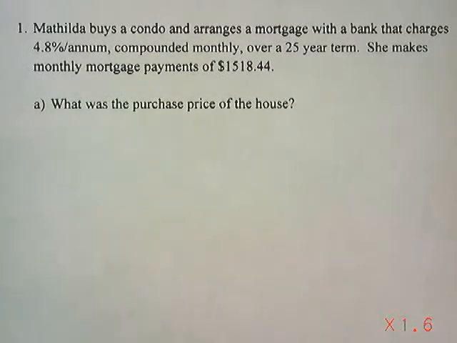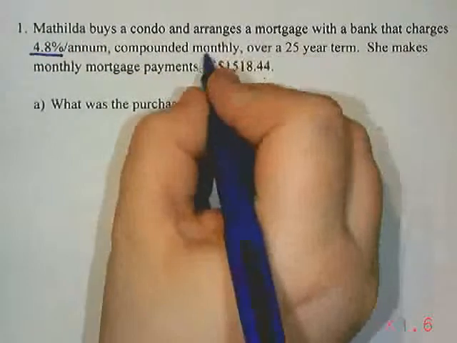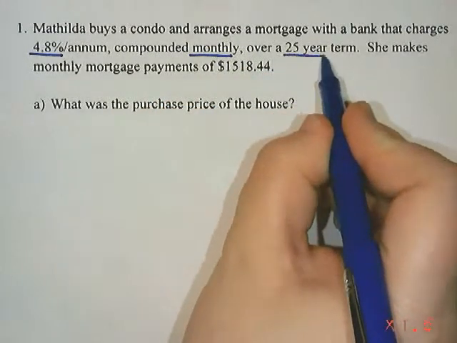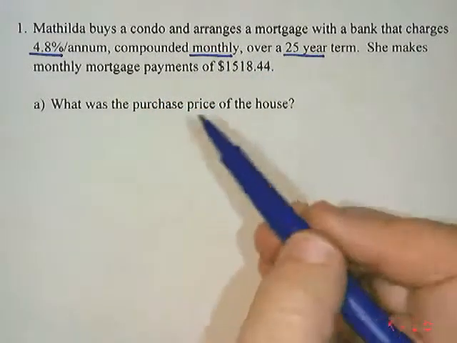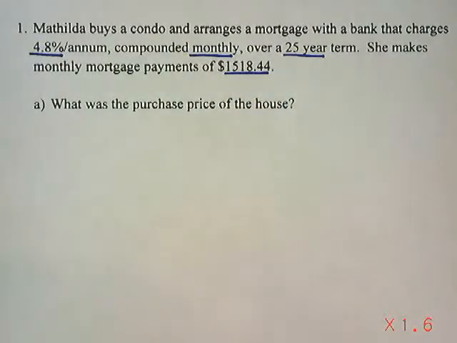So this question says, Matilda buys a condo and arranges a mortgage with a bank that charges 4.8% per annum, so that's per year, compounded monthly, that's 12 times a year, over a 25-year term. She makes monthly mortgage payments of $1,518.44. And I want to know what the purchase price was of the house, or in this case, the condo.